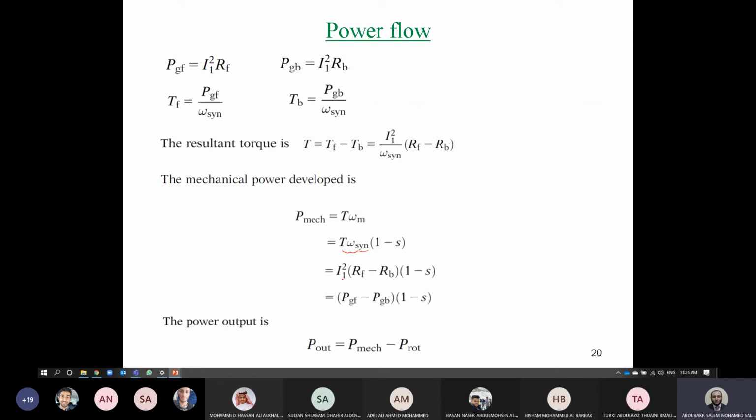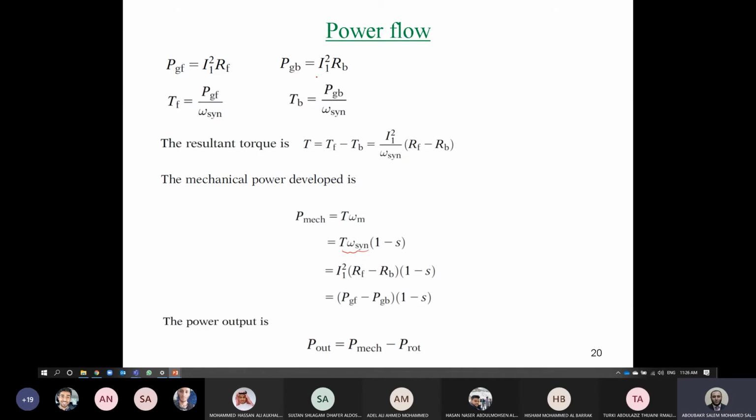So we can say now I1 square multiplied by RF minus RB multiplied by 1 minus S, which is nothing but B gap forward minus B gap backward multiplied by 1 minus S. So take care, when you calculate the power consumption from the stator side, you should add all of power. So if I asked you how much power will be transmitted from stator to rotor, you should calculate the summation of B gap forward and backward.